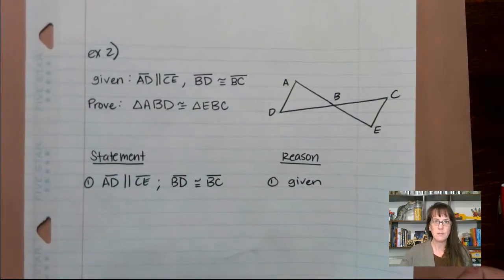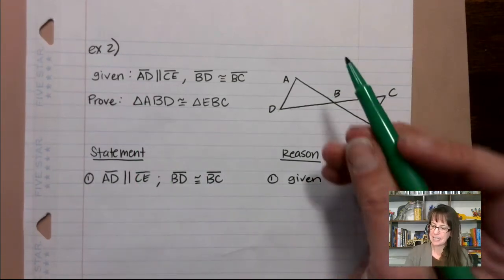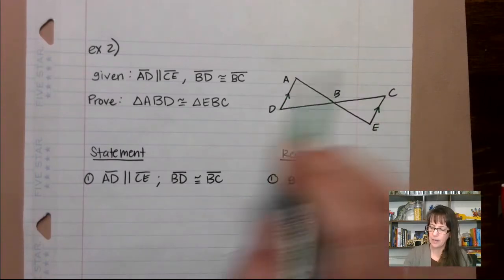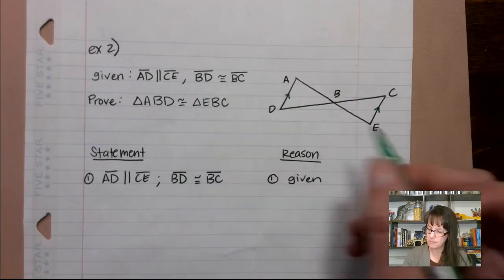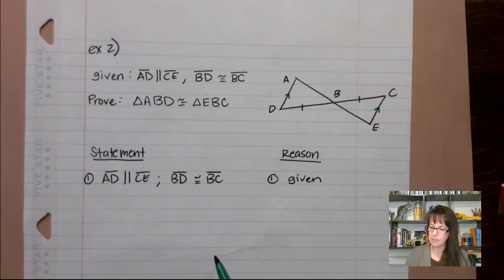Okay, so for this one, go ahead and take a moment, pause this, and write this down. All right, so we are given that AD is parallel to CE. So AD and CE are parallel. BD is congruent to BC. Okay, we need to prove that these two triangles are congruent.